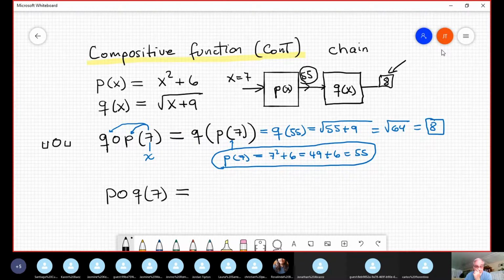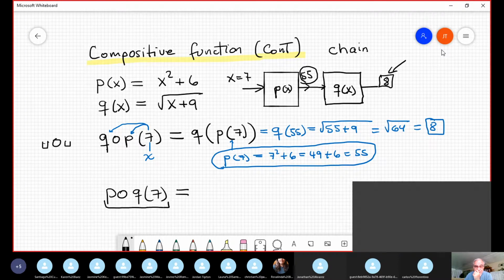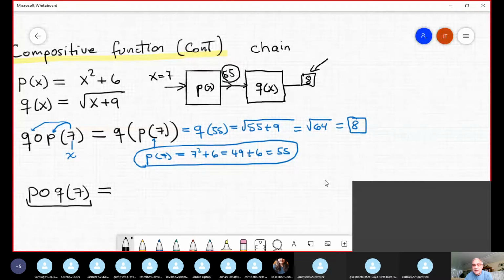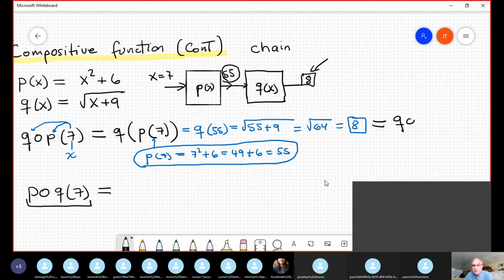The second is similar, this is equivalent. If you don't feel comfortable with this symbol, Q composition P is this. You're right. The final answer is, look, let me see. This answer is Q composition P evaluated at 7. This is the answer.